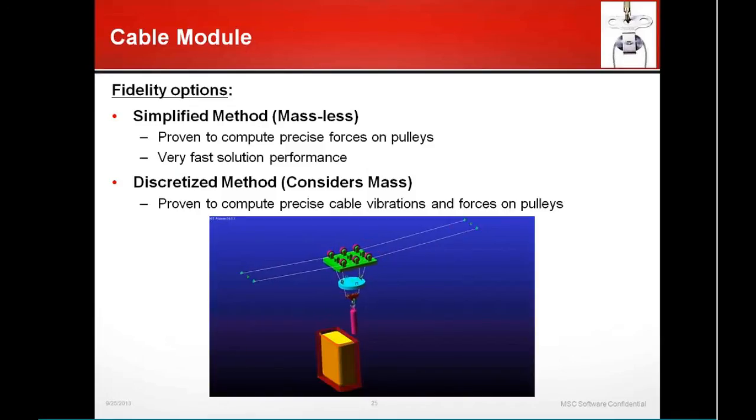It's very, very fast and very good for cases when the transverse dynamics of the cable are unimportant to you. And then there's the discretized method, which does, of course, take into account the mass and inertial effects of the cable along the spans, and can do a very nice job of predicting cable vibrations.